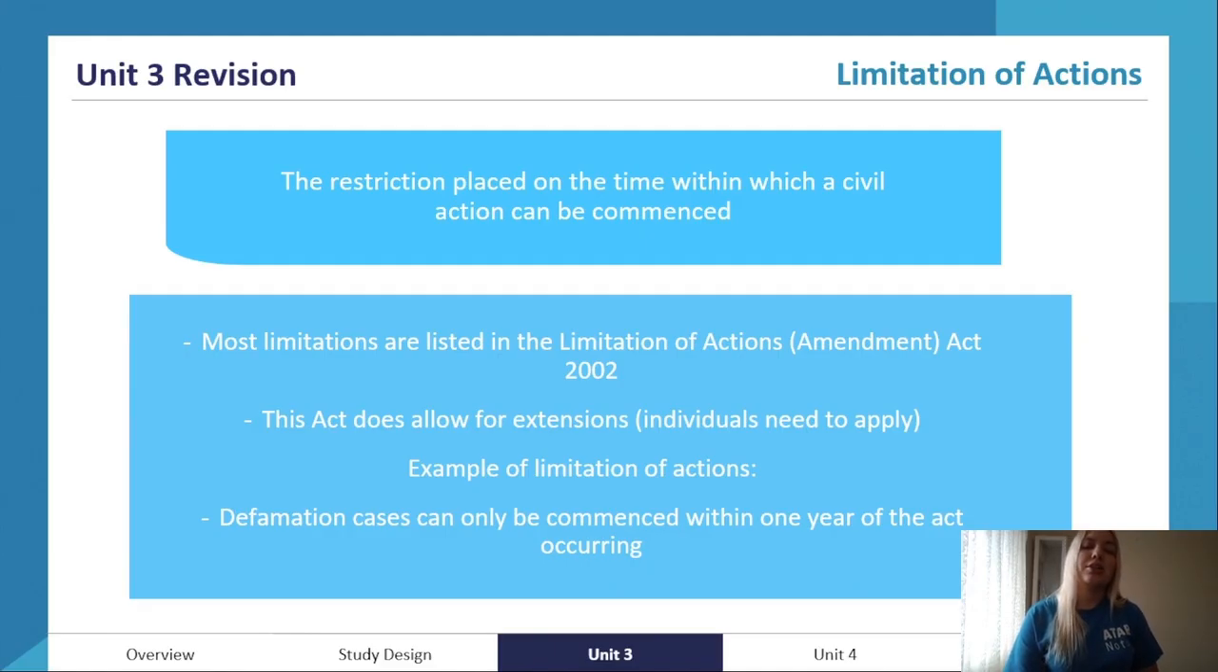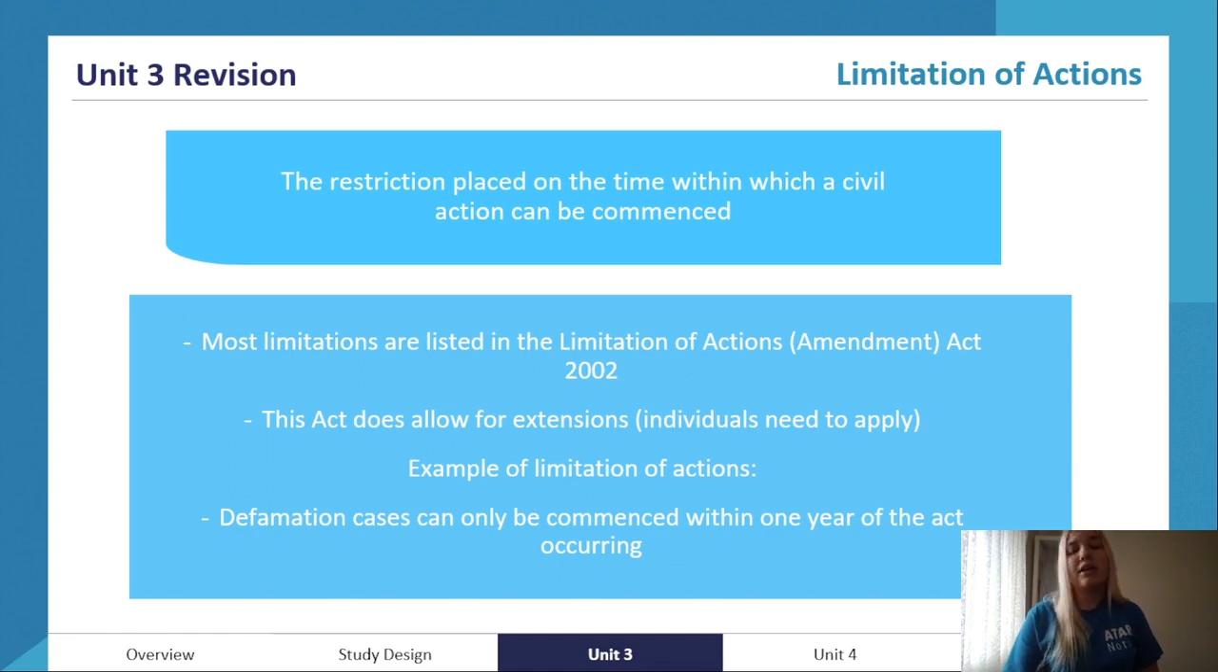So limitation of actions they're all listed in the Limitations of Actions Amendment Act 2002. There are restrictions placed on the time within which a civil action can be commenced. There are some extensions, but individuals would need to apply for those with very strict criteria. So maybe you can bypass the limitation of actions period if the person that caused you very serious, life-threatening injury put you in a coma. So the reason you couldn't pursue your claim within 3 years, which is the limitation of actions period, is because you were unconscious in a coma.